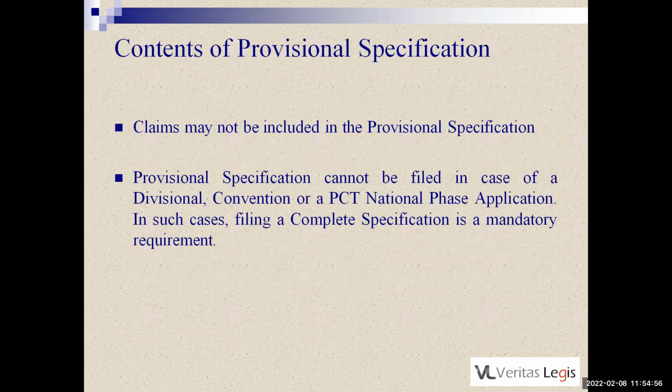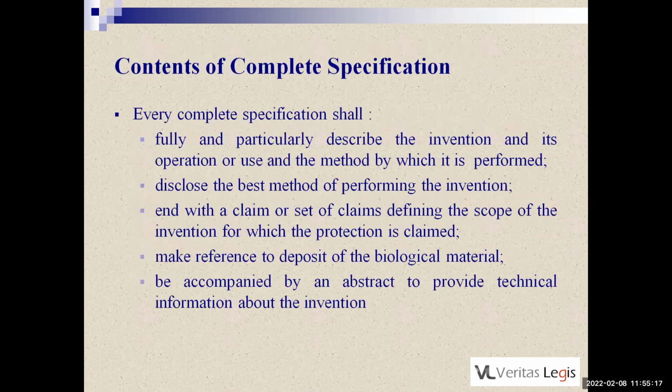In a provisional application, what shall you write? Claims are not included, because claims are included only in the complete specification. It can be filed in the case of divisional application, convention, PCT, and in all these cases, the complete specification is mandatory. Next slide. Now, back. Yeah.